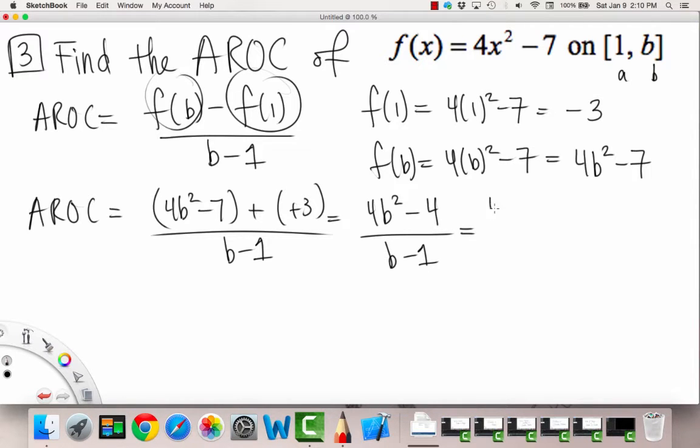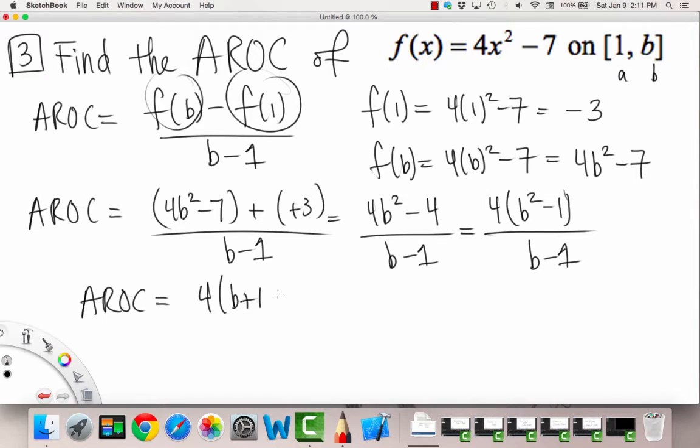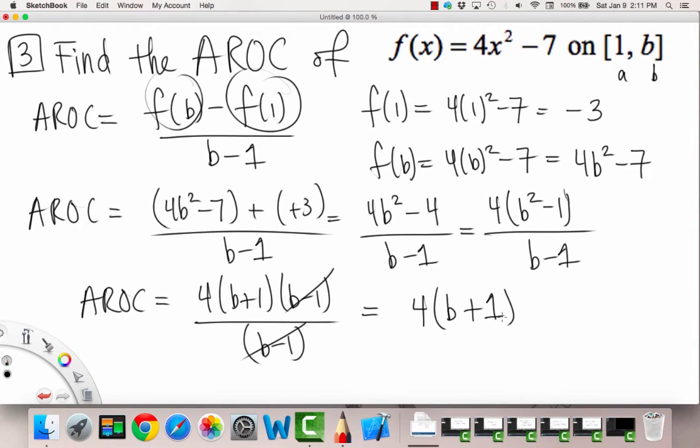So we can factor out a 4 from the top. We get b² − 1 up there, which we can actually further factor. So the average rate of change is equal to 4 times (b + 1) times (b − 1) divided by b − 1. Top and bottom cancel on that b − 1. So we finally get that our average rate of change is 4 times (b + 1). Pretty nice answer there.